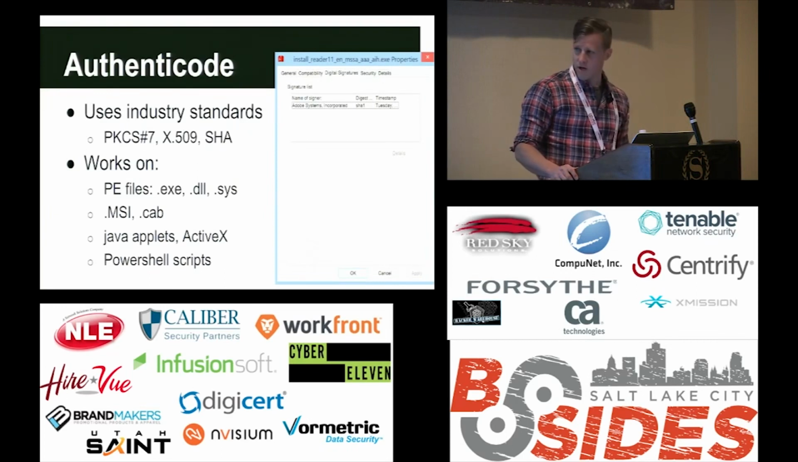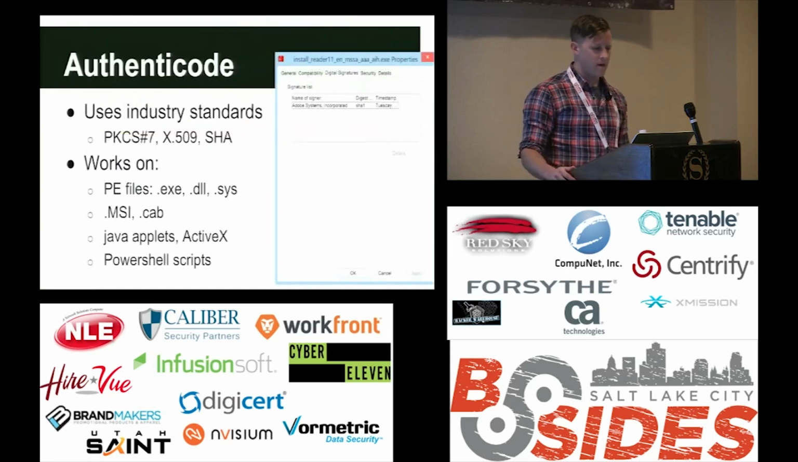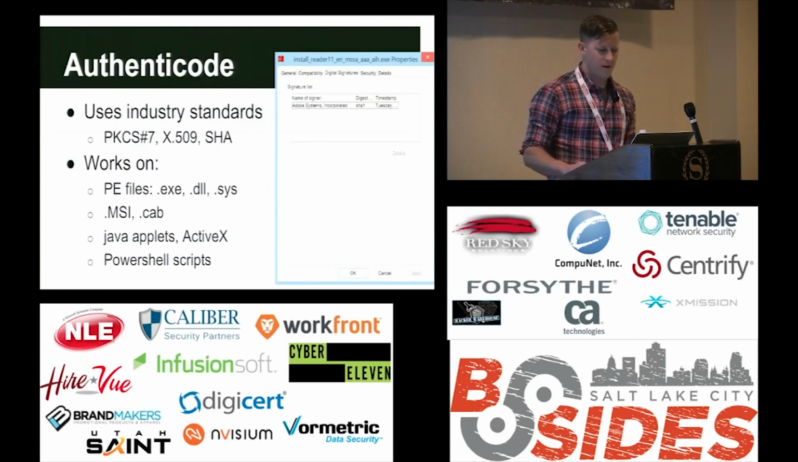Most people are most familiar with it working on executable files, DLLs, and sys files. MSI files can also be signed when you install them, but a lot of other things can be signed as well. It was originally created for ActiveX files, actually. Java applets can be signed with it, and even PowerShell scripts, which are just text files. So it can really sign anything. If you want to ensure the integrity of a file and be able to verify where it came from, Authenticode is the solution for that.